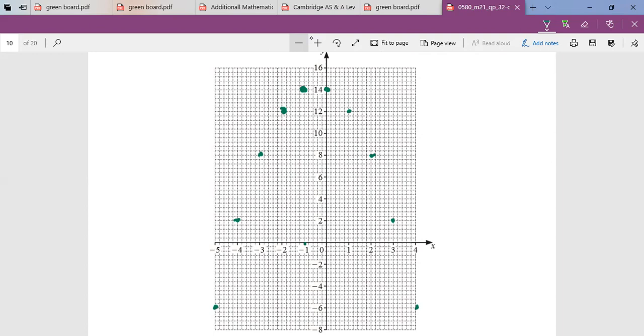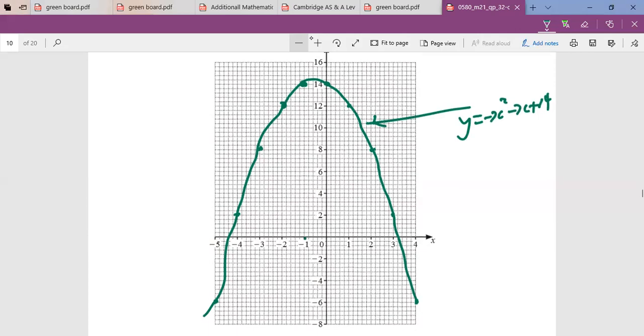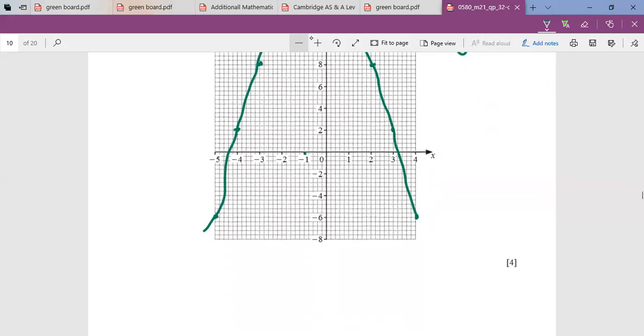So we need to draw this graph. We need to use a freehand and draw it. Of course, you can do that on your computer, but in an exam, you're supposed to do it manually. So you need to name this as y is equal to negative x squared minus x plus 4, then you're done. Okay, so that's that.